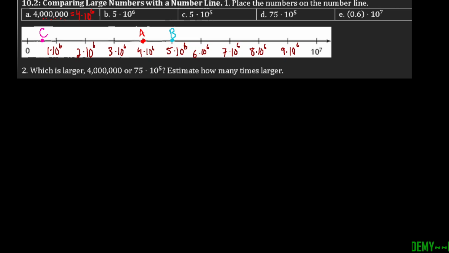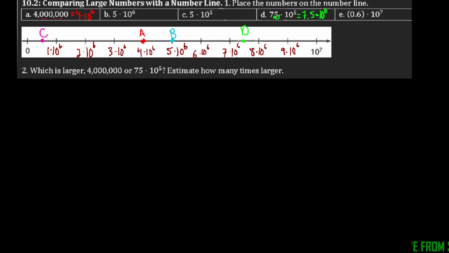Then for D, we can move that decimal one step to the right. So this is going to be the same as 7.5 times 10 to the 6th power, which is in between 7 and 8. So that's going to be D right there.